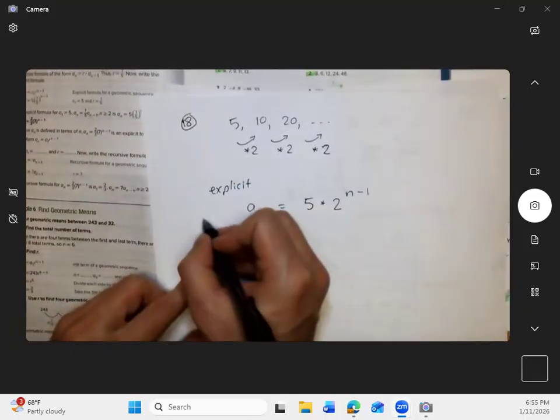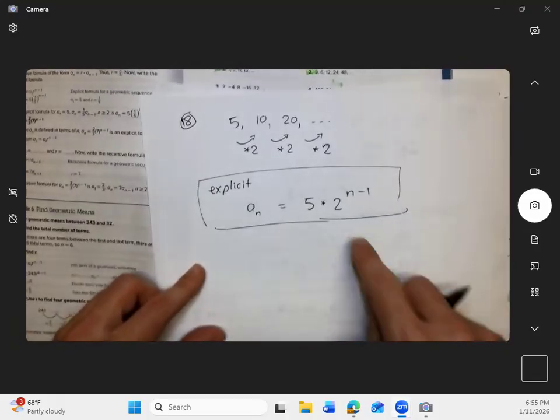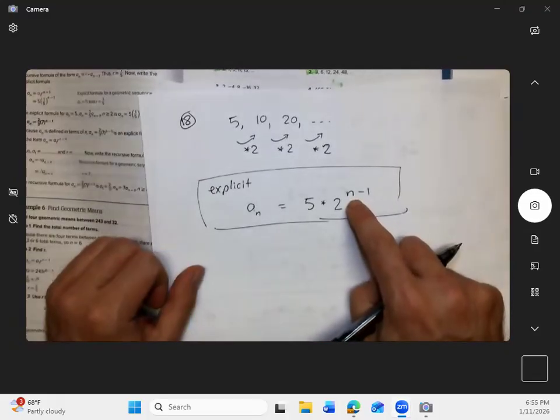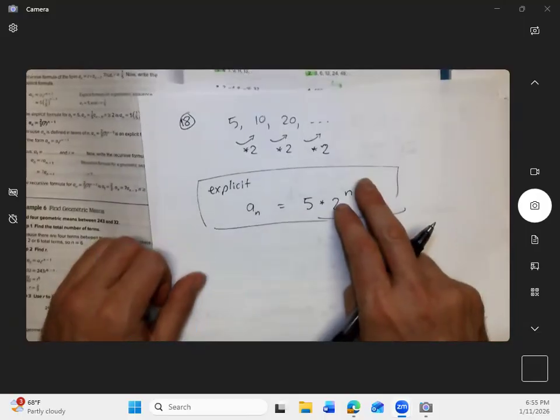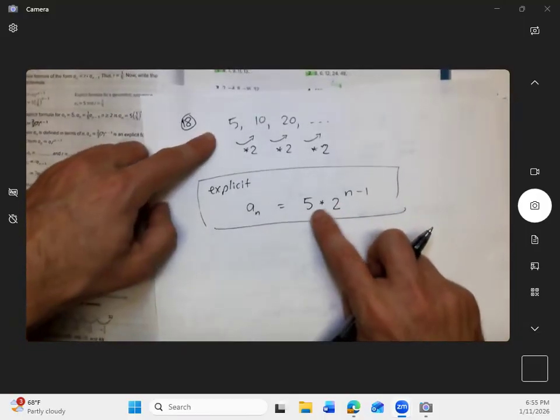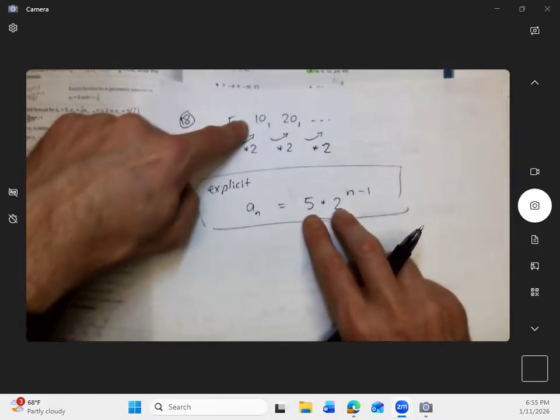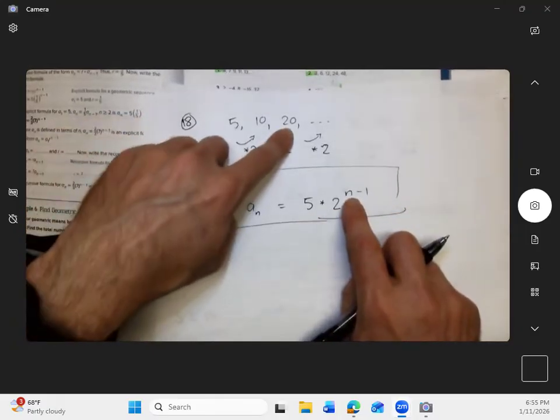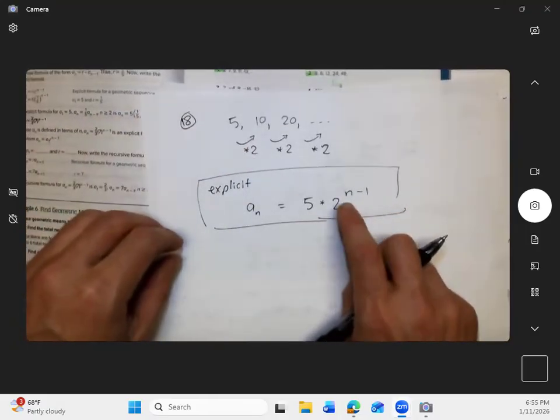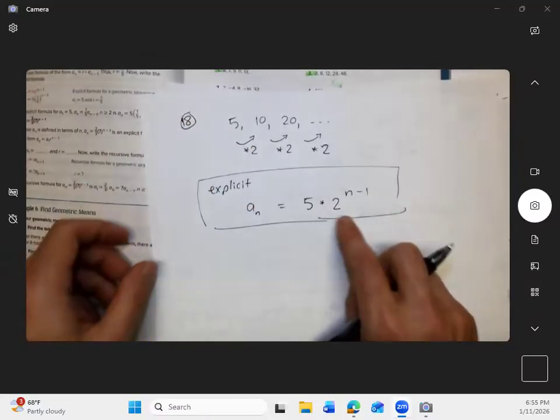Let's test that out a bit here. Put in 1 for the first term: 1 minus 1 is 0, 2 to the 0 is 1, times 5 is 5. Boom. Plug in 2: 2 minus 1 is 1, 5 times 2 is 10. Boom. Plug in 3 for the third term: 3 minus 1 is 2, 2 squared is 4, times 5 is 20. Boom. Yeah, it's all lined up.